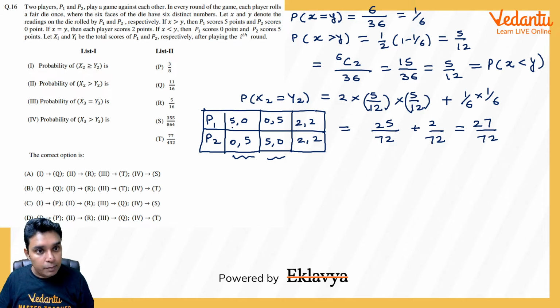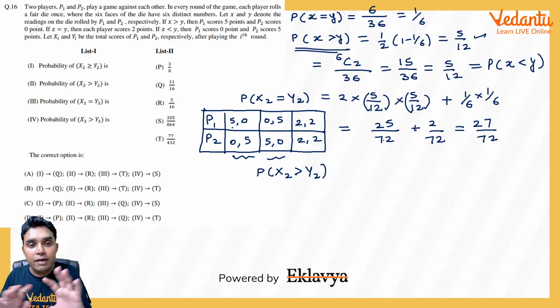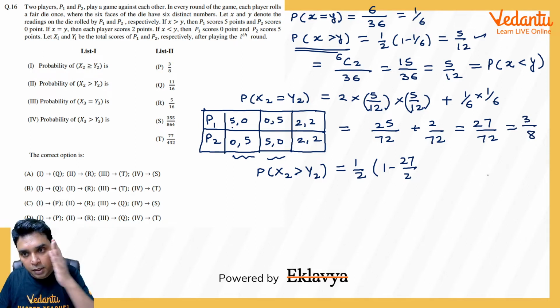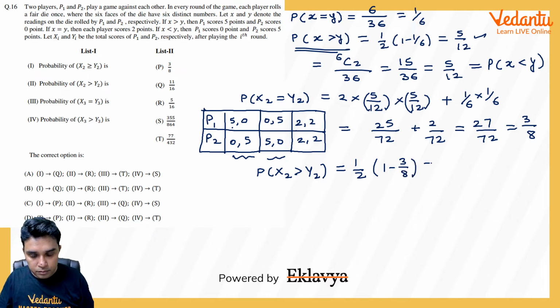They have not asked for this, but still I found it. Why? Now I can find the probability of X2 greater than Y2 with the same logic that I have used here, because everything is the same for both players. So the probability of X2 getting more score or Y2 getting more score should be the same, and it should be equal to half into 1 minus 27 by 72, or in fact I should write this as 3 upon 8. 9 threes are 27, 9 eights are 72. So it will be 3 by 8 here. So 3 by 8, so 5 by 8, I think it comes out to be 5 by 16.